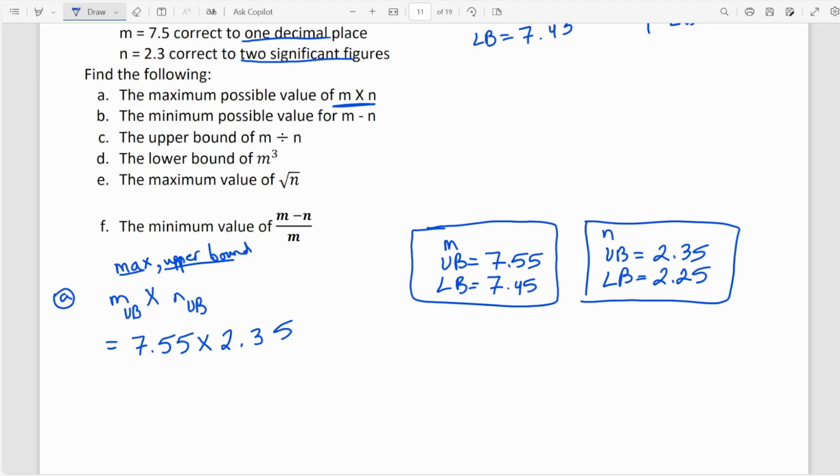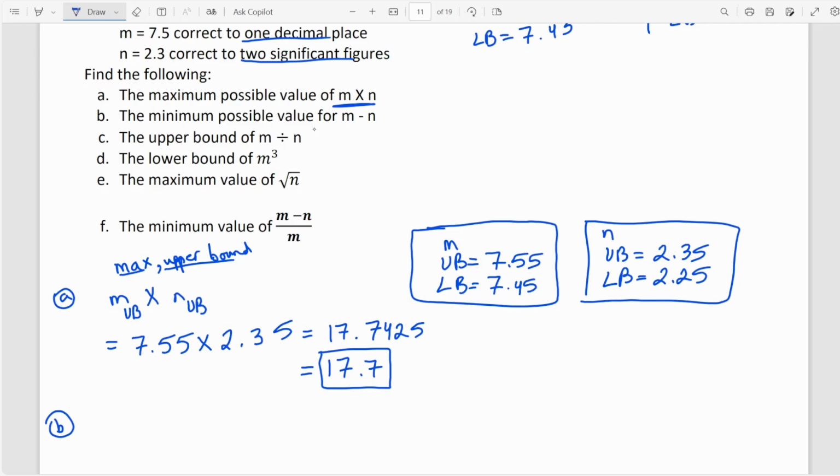2.35. Now you can just go ahead and plug these numbers into your calculator, and we get 17.7425. If I round this to 3 significant figures as usual, it's 17.7. So this is the answer. This is the maximum possible number you can get out of multiplying m by n, because the maximum m can be is 7.55, and the maximum that n can be is 2.35. So this is the maximum. Moving on to part B.